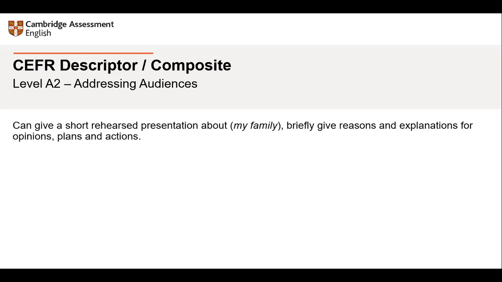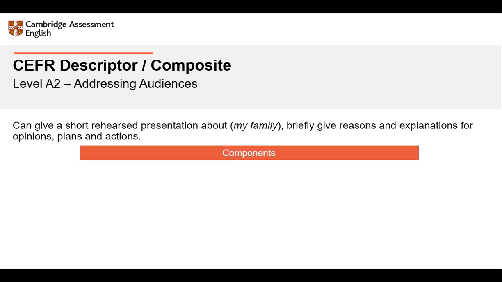So in order for the students to be able to do this in speaking, they have to master a number of things. For example, knowledge of contextual vocabulary and pronunciation skills. So they need to know, for example, the members of the family in English.